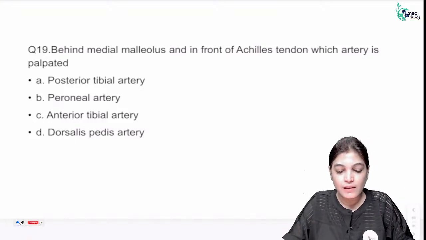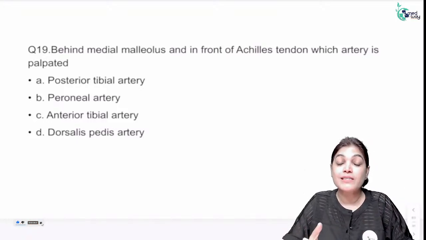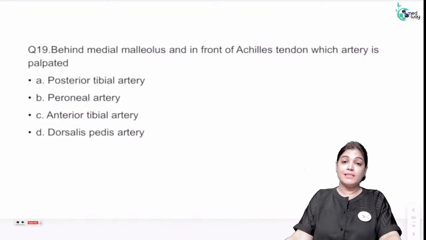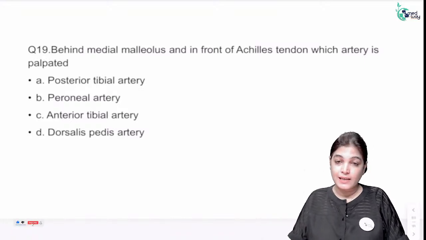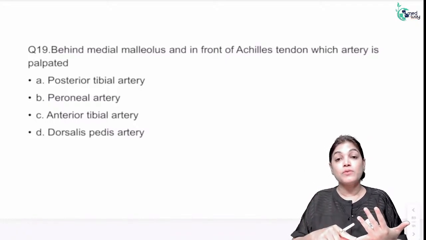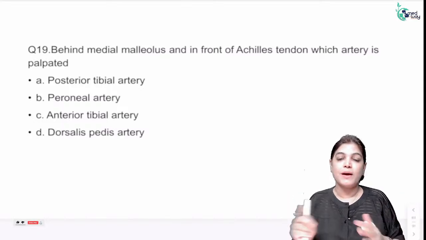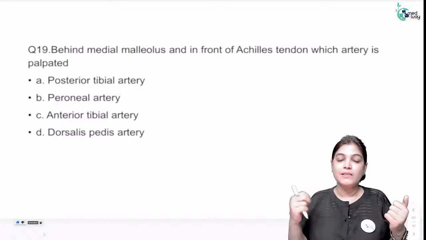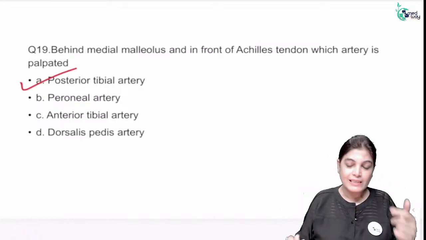So my dear aspirants, my dear students, definitely I think this question has been asked in previous years of the FMGE exam, and also in the NEET-PG exam. So it is important that you solve the MCQs of NEET-PG, INI-CET and FMGE exams. All questions are from these topics only; they are intermixed in different exams. The correct answer is posterior tibial artery.